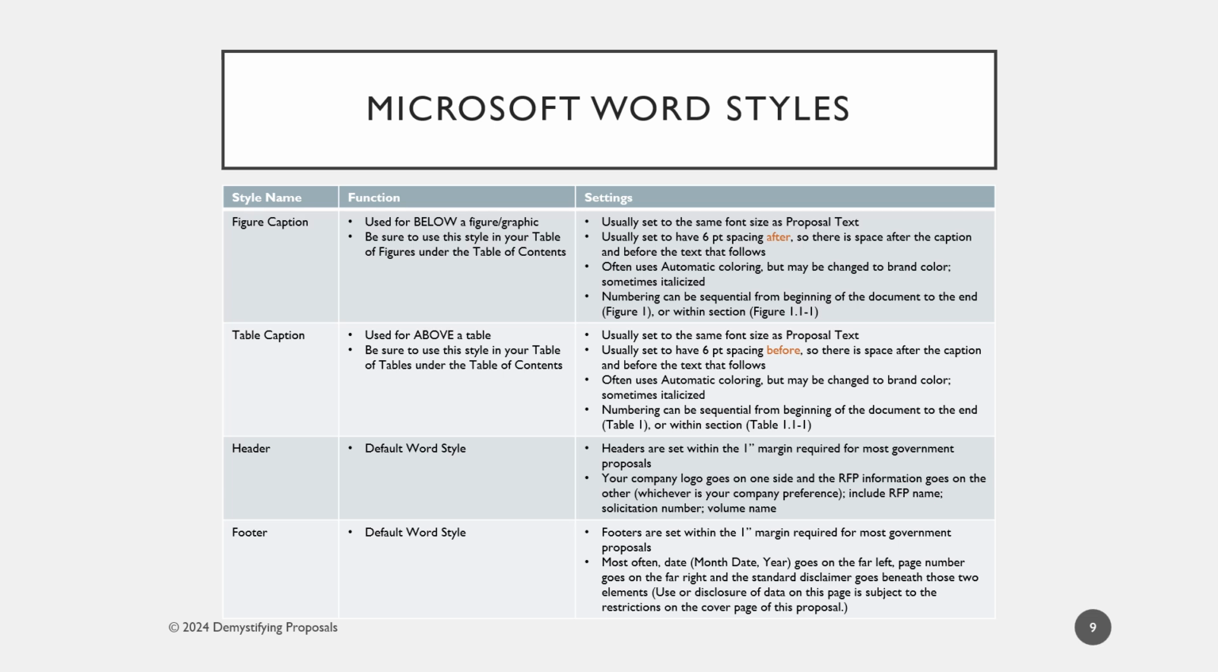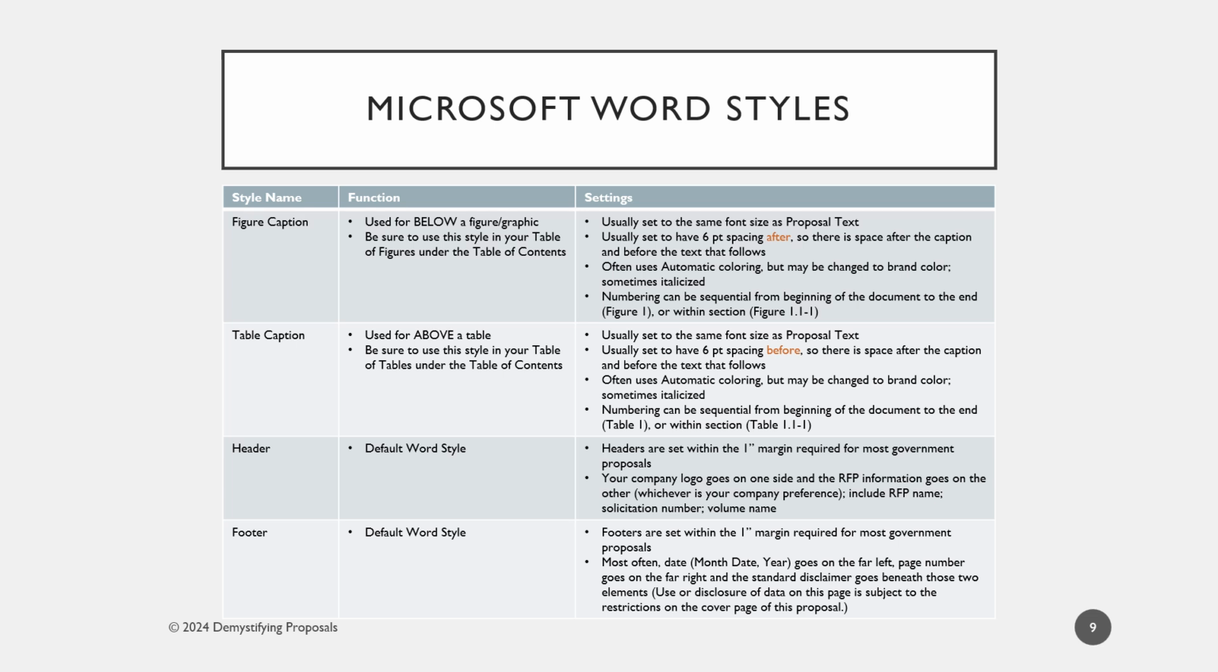So if you do table 1, table 2, table 3 throughout the whole proposal, that's fine, you can do that. Or you can number them within section, table 1-1. Whichever you do for figures, do for tables. Whichever you do for tables, do for figures. Be consistent. It looks more professional that way.